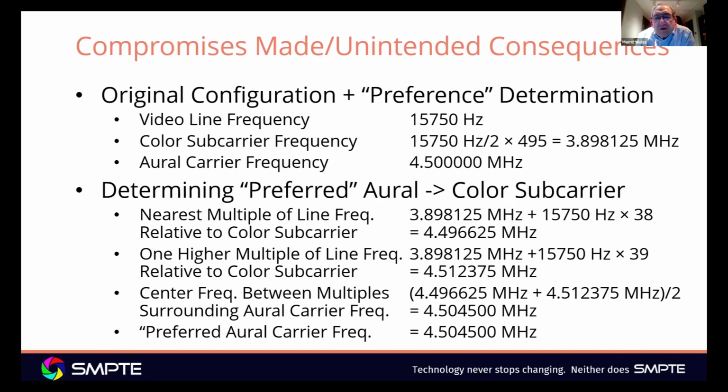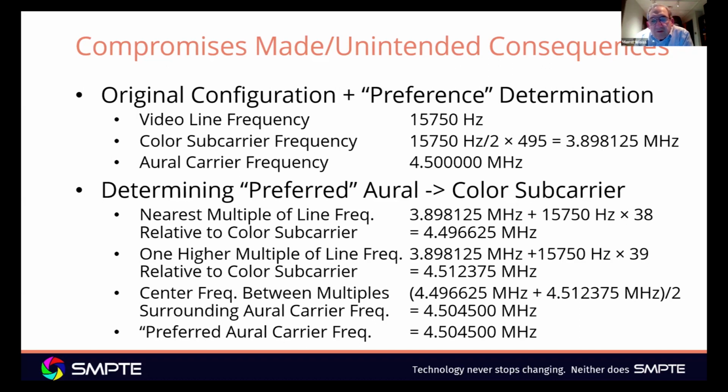So if you take, for instance, the nearest multiple of the line frequency relative to this color subcarrier, you get a frequency that is off by about 4 kilohertz, a little less than that, it looks like, from the exact aural carrier frequency that you are intending to use.